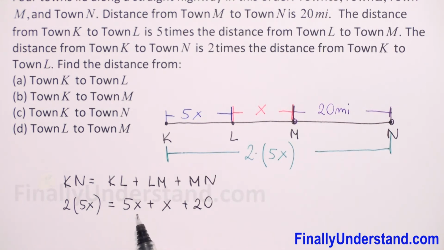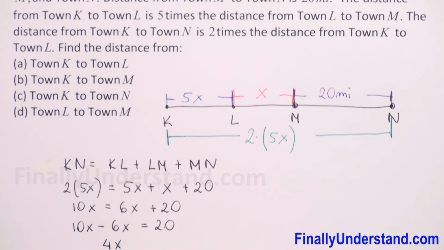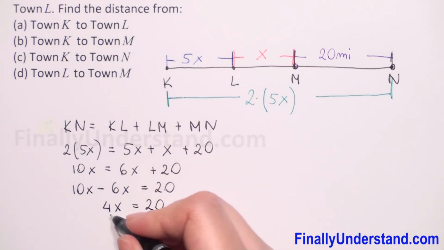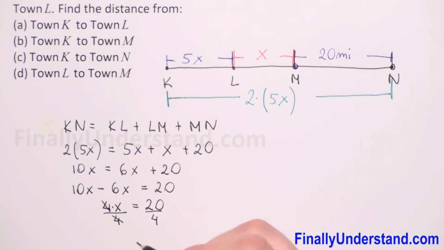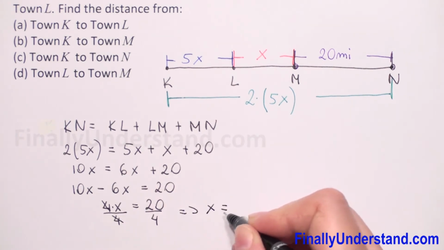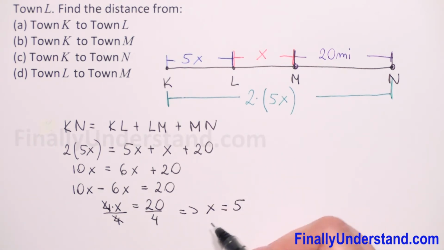So now we have an equation and we have only one unknown. First we will do the multiplication. 2 times 5x is 10x. This is equal to 5x plus x, which is 6x, plus 20. Now I will move the unknowns to one side, so it will be 10x minus 6x is equal to 20. 10x minus 6x is 4x, so this is equal to 20. Now we will divide both sides by 4, because we have multiplication and we need to get x. So x is equal to 20 divided by 4, which is 5. We have our unknown: x is equal to 5.